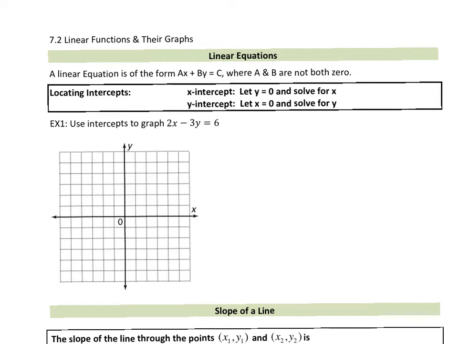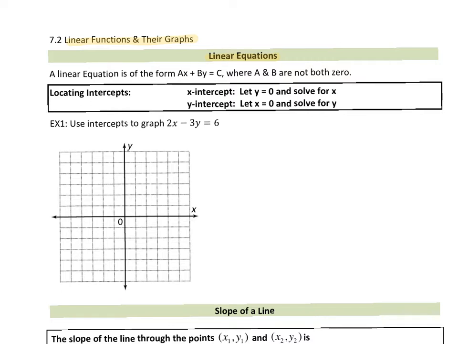In our previous section, we looked at our coordinate system, we looked at functions, we looked at graphs, different types of graphs. In this section, our focus is going to be on what we call linear functions and their graphs. So a linear function is just an equation. So it's going to be a linear equation whose graph is a line.